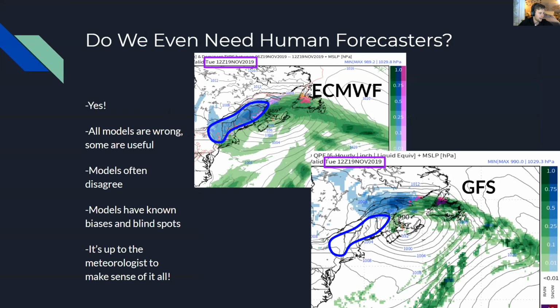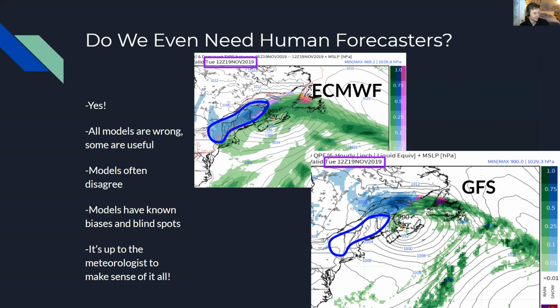So all this may beg the question, do we even need human forecasters? We have all these models. They're remarkably good. They have errors that pop up after 10 days, but how much are the humans really going to be able to fix that? The answer is, at least past 10 days, not very much. But yes, we do need human forecasters. I don't just say that because I want to have a job after I graduate.